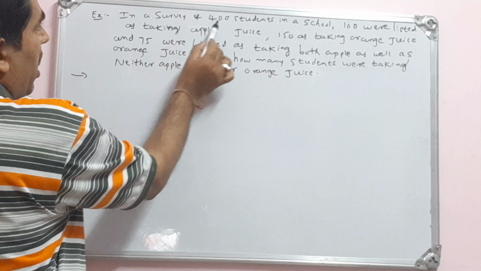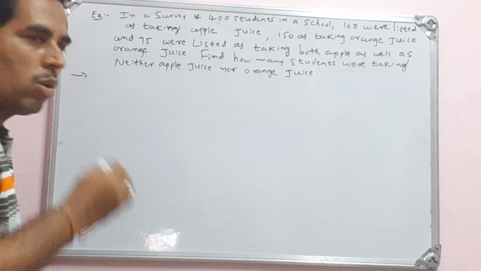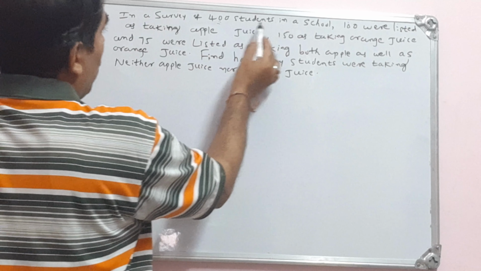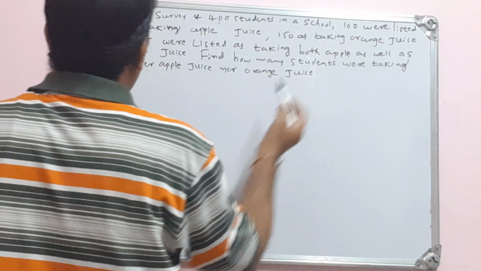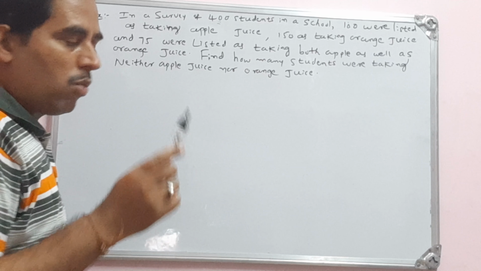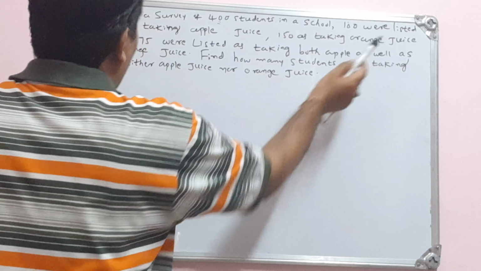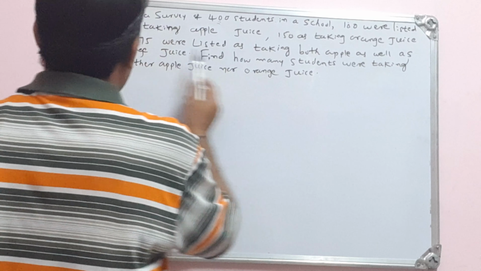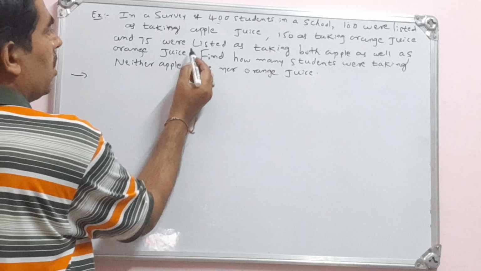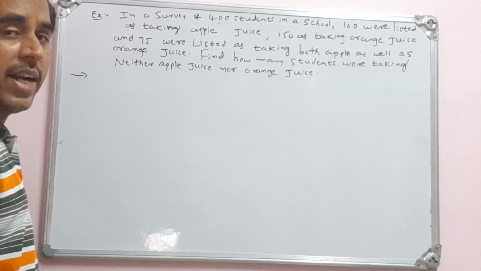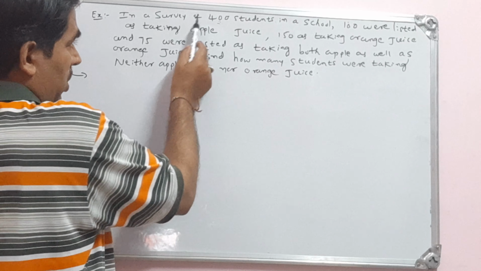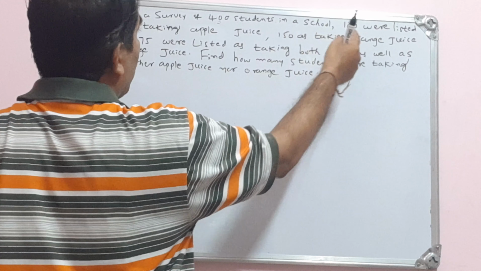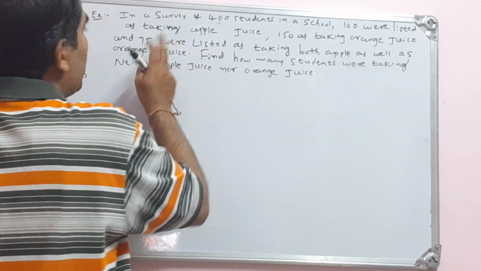In a survey of 400 students, this is a very important example. In a survey of 400 students in a school, 100 were listed as taking apple juice, 150 as taking orange juice, and 75 were listed as taking both apple as well as orange juice. So this is the given data. Here we can observe the numbers. What are the numbers given here? 400, 100, then 150, 75.